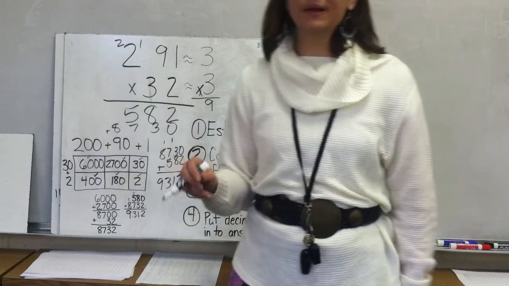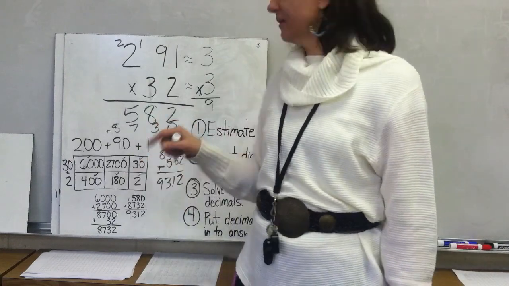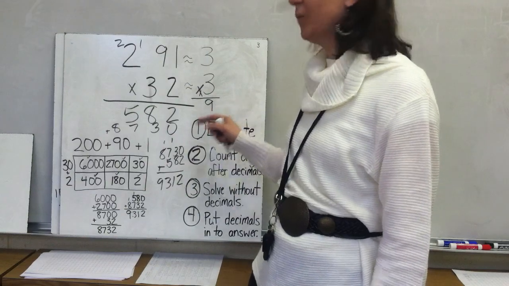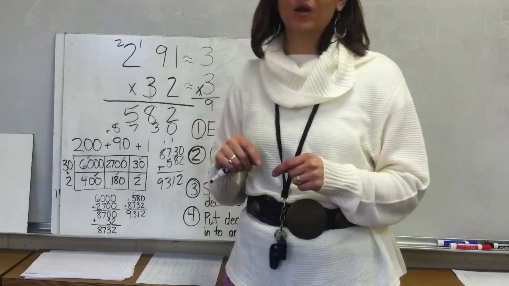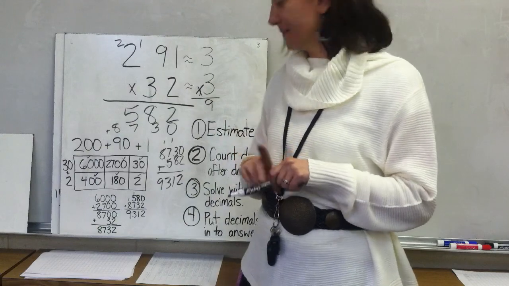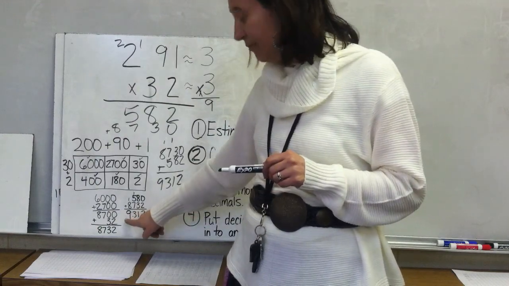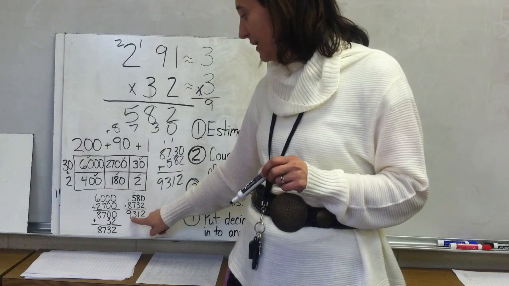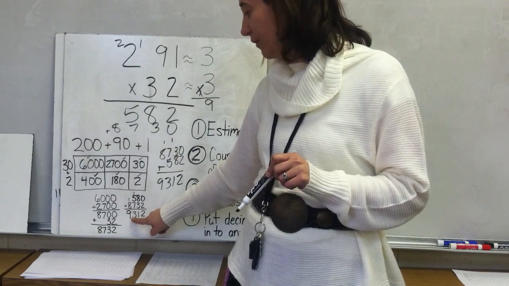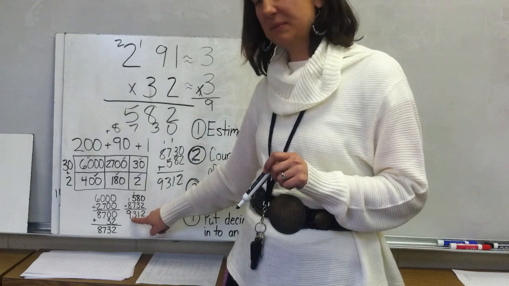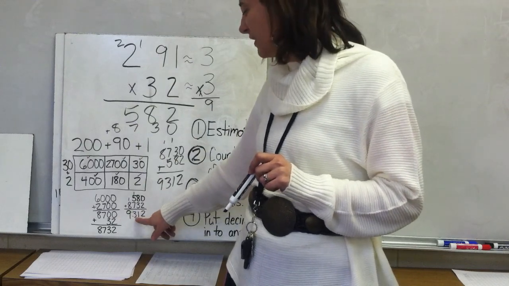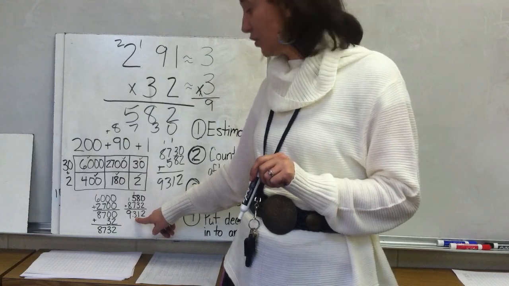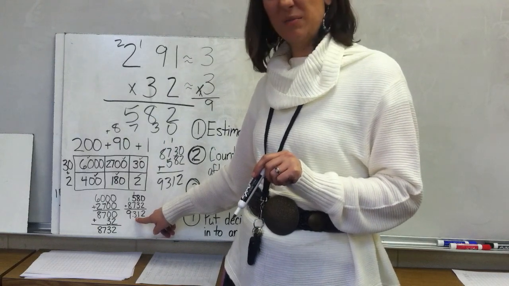Now remember when we estimated? Back when we estimated, we said that our answer should be close to 9. So we need to put the decimal back in. Where would it make most sense to put the decimal? Would it make most sense to put the decimal before the 9? After the 9? So that it would be 9 and 312 thousandths? That sounds pretty good. Or would it make sense to put the decimal after the 3, where it's 93 and 12 hundredths?